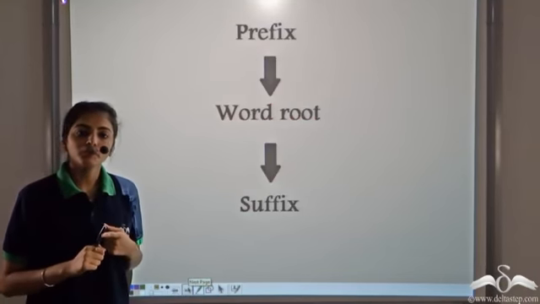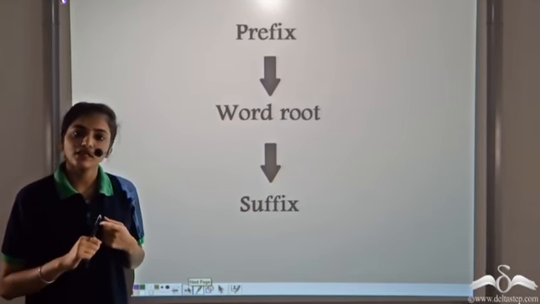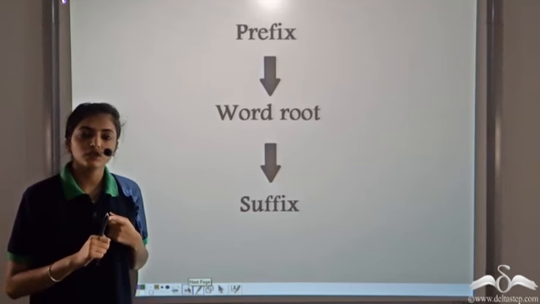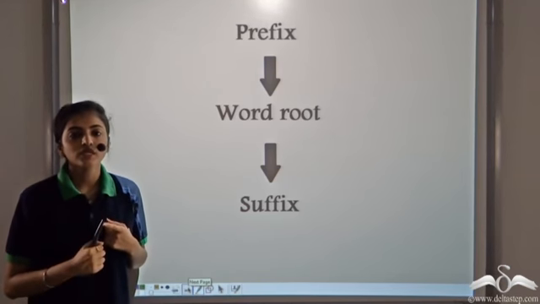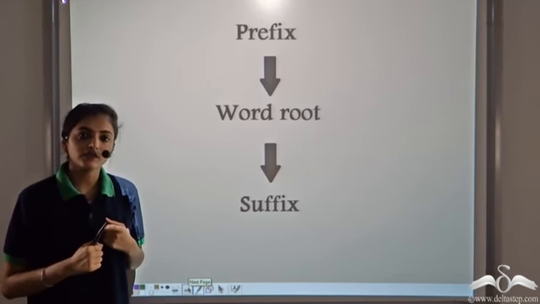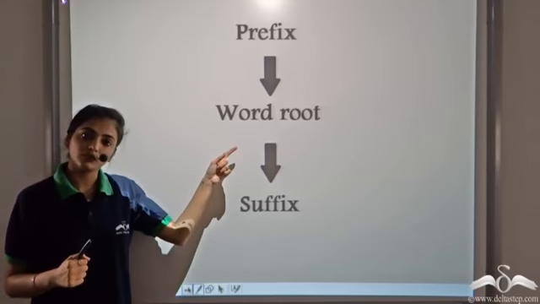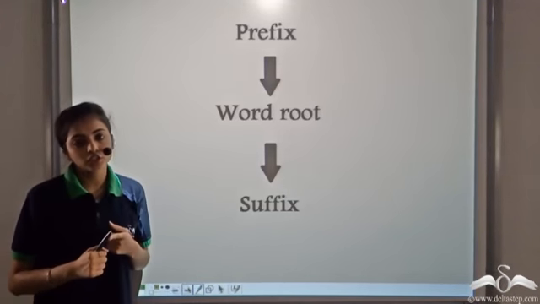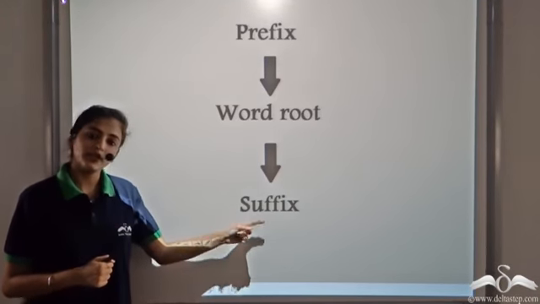So while giving the IUPAC names to the organic compounds, there are 3 parts. The prefix, which is used for the substituents present. Then based on the number of carbon atoms in the longest carbon chain, we get the word root. And based on the functional group present in the organic compound, we get the suffix.